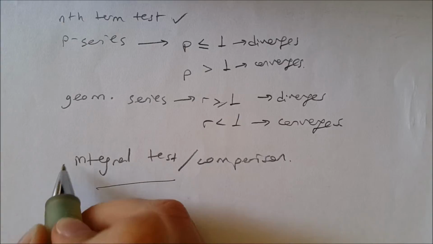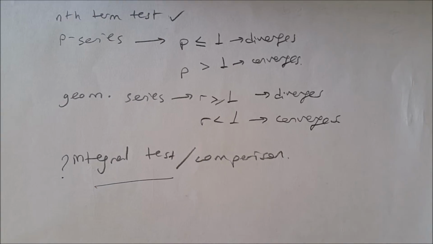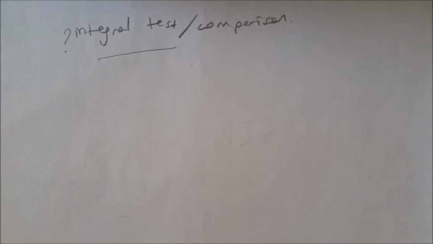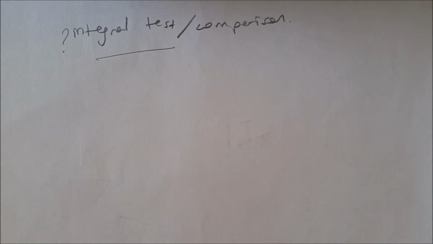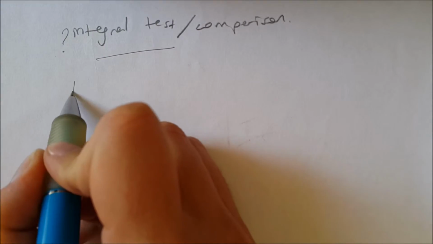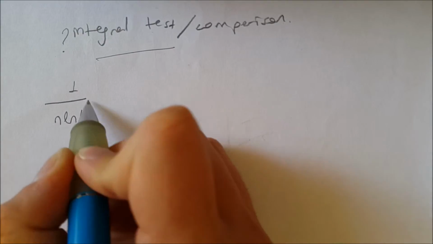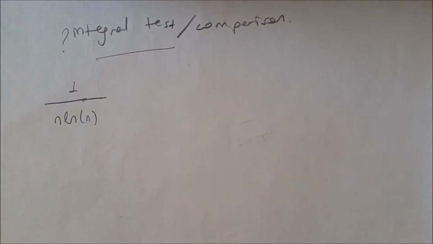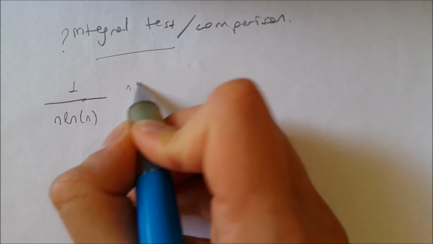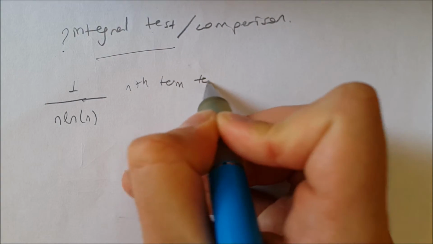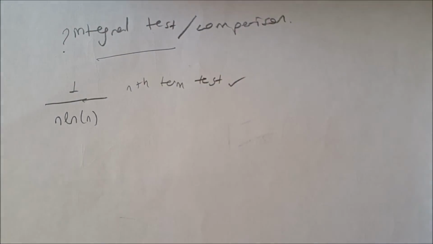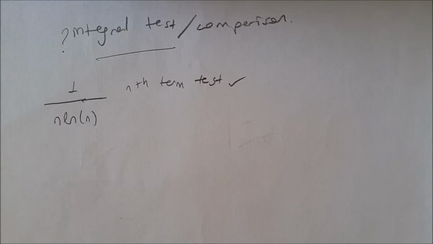Now, how can you determine it by the integral test? For example, we have the function 1 over n times ln n. Now this function is not geometric, it is not a p-series, and it passes the nth term test. You should always indicate this with a little check mark. So then we need to integrate this. How can we do that?